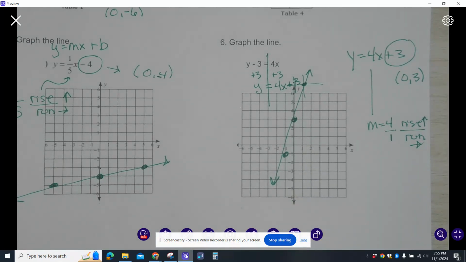I want you to save this paper. It's got some good examples. You can use it for notes. And that is it for this video.